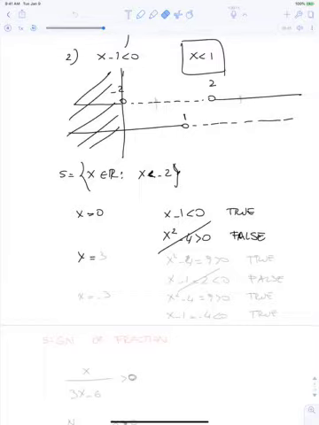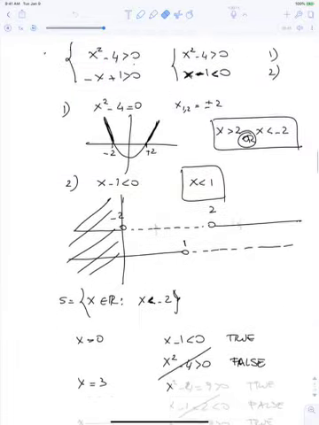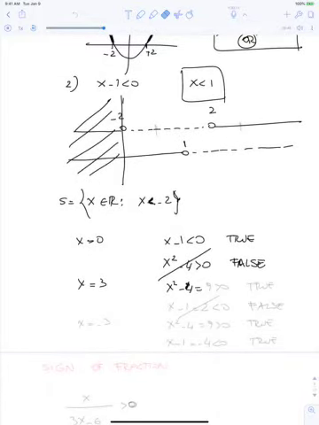If I plug in 3, now x squared minus 4 is equal to 9, which is greater than 0. But x minus 1 is equal to 2, which is not less than 0. So this is false. So we pick 1 point here and 1 point here, and at least one of the two inequalities was not verified. But if we pick a point here, both of them will be.